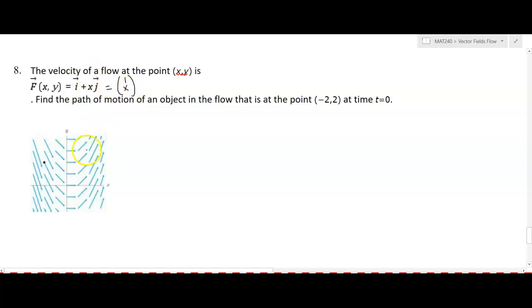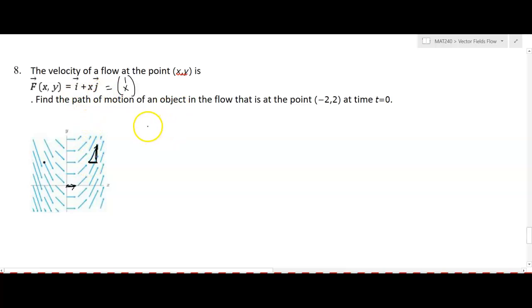So for example, if we're at the point 0, 0, if I plug in 0 for x, I'll have the vector 1, 0, which is this vector that we see here pointing to the right. And as we move outwards, let's say to the point 2, 2, well, let's just pretend that's this point here. The x component is going to be 1, which we see there. And then the y component will be 2, which is this here. And so then we see that we get that vector.